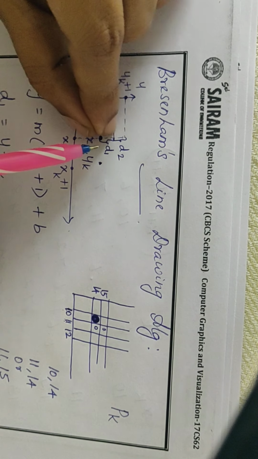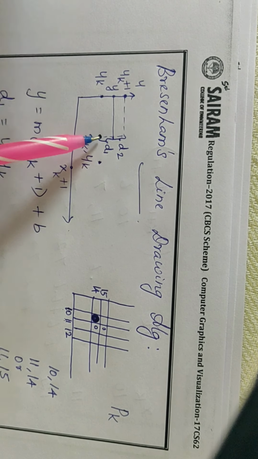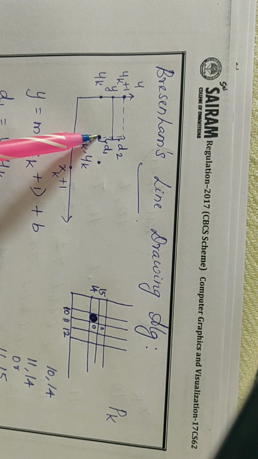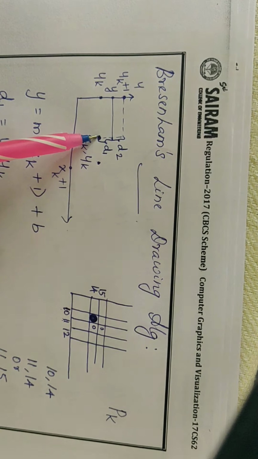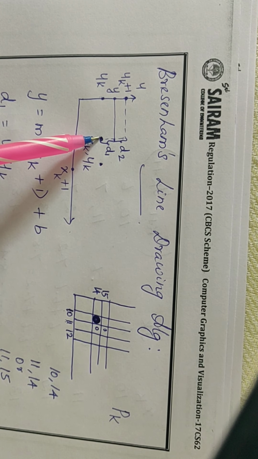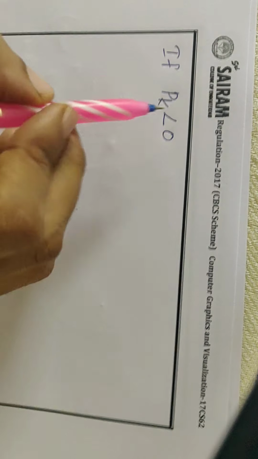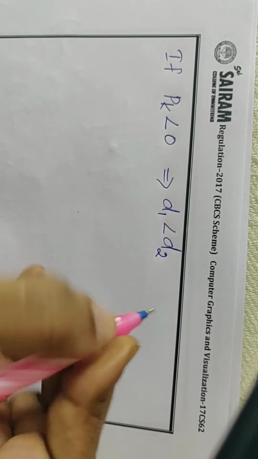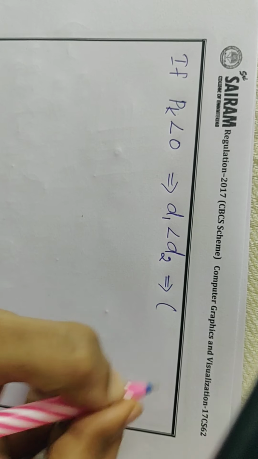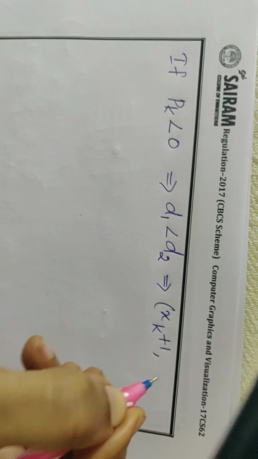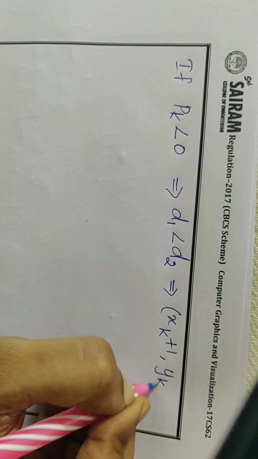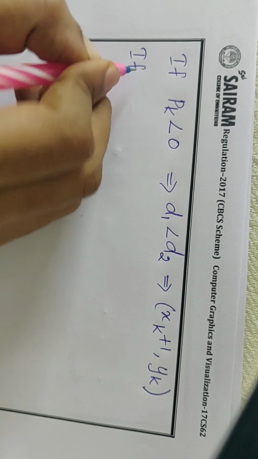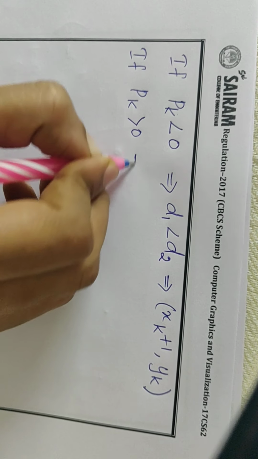This d1 is less than d2, so it is closer to this yk value, and for the next pixel, the y value, I should consider the previous y value. That is, if pk is less than 0, it shows d1 is less than d2. That shows every time x is incremented by 1, the next y value should be the previous y value.